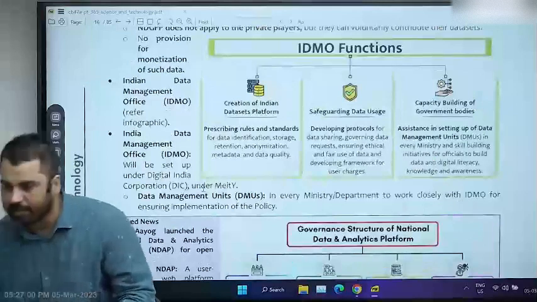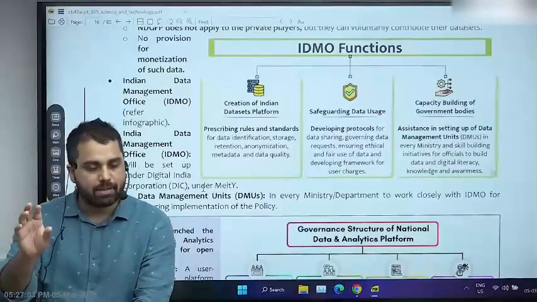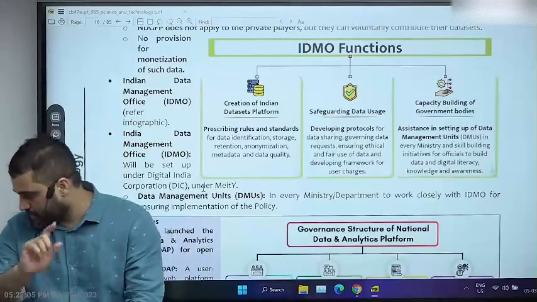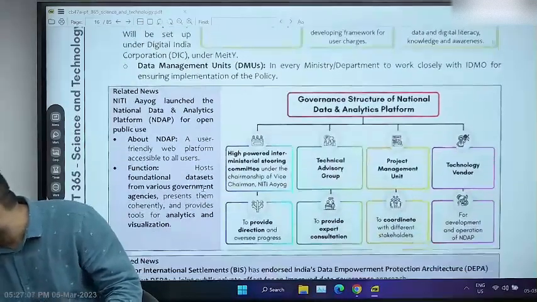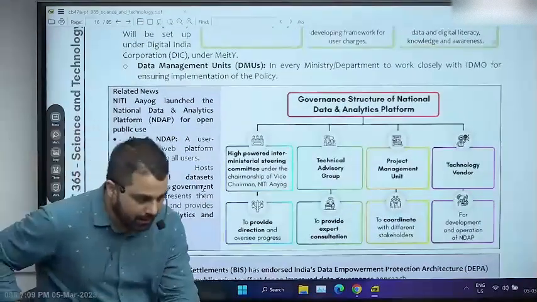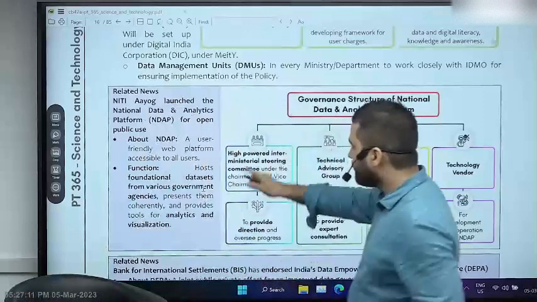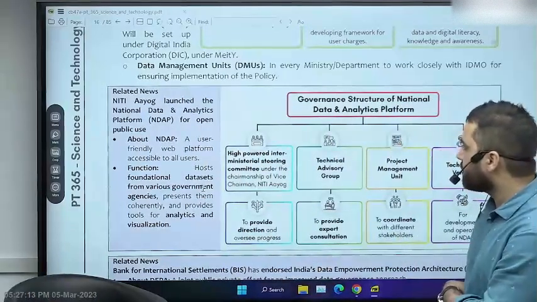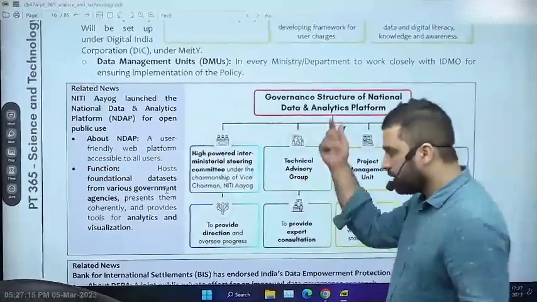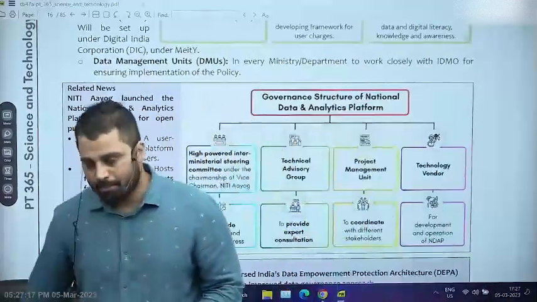I don't think कि ये जो draft policy की जो main bullet point है वो काम के हैं. But what is useful is this thing, because this already is in place. National Data and Analytics Platform. This is for public use. इसको भी एक बार search कर लेते हैं. ये क्या है?